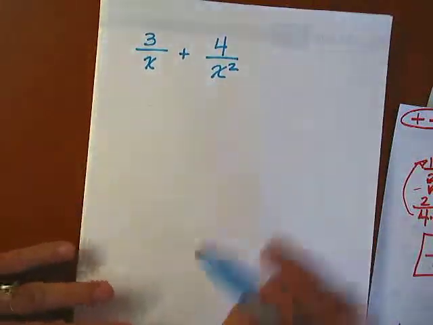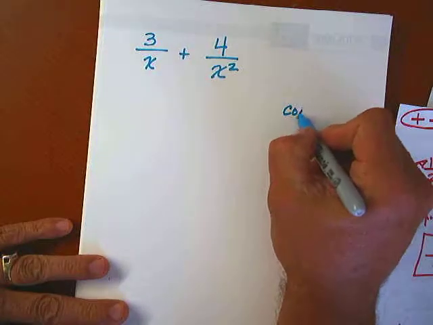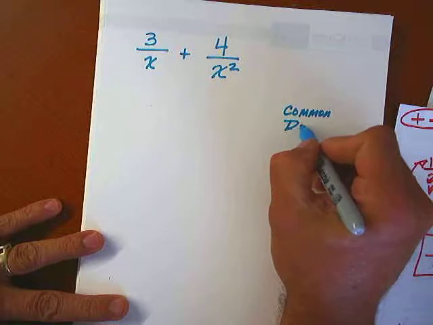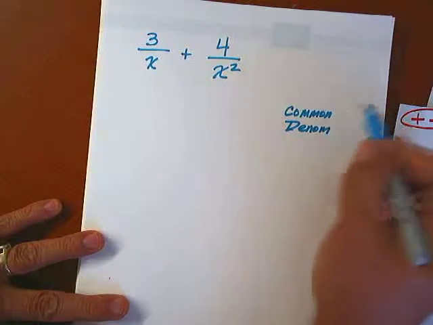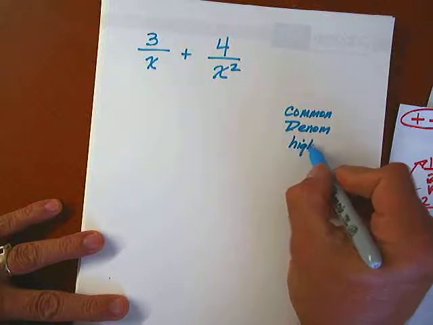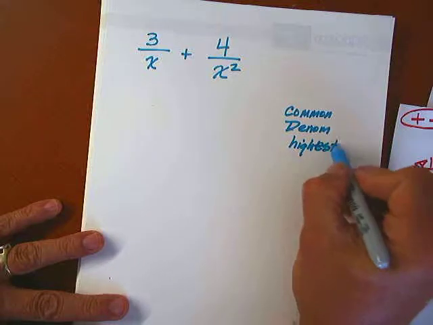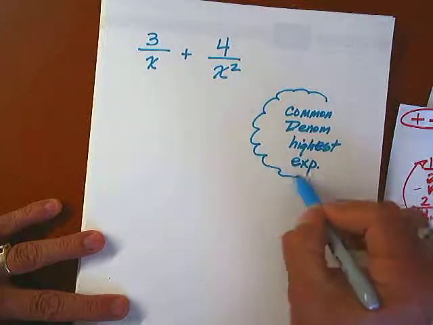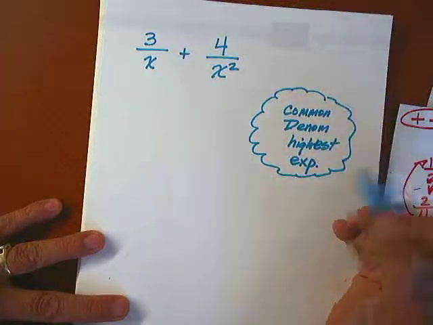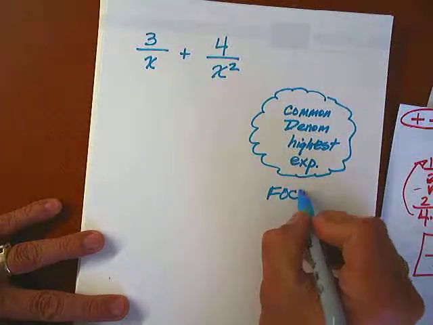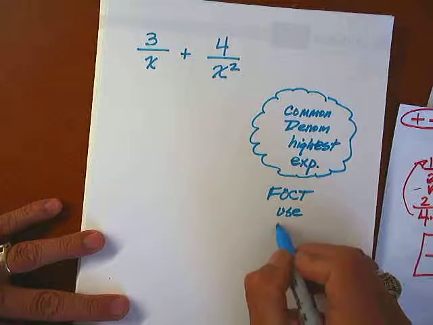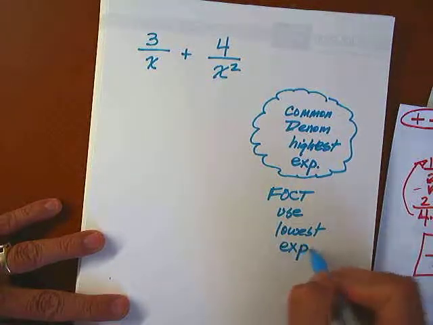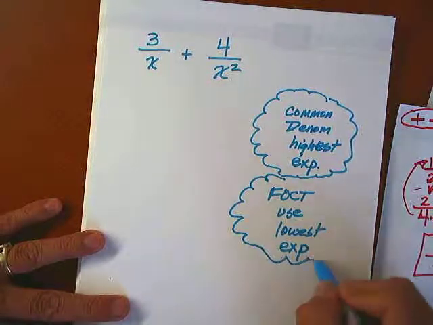And you find out that you get 3 over x plus 4 over x squared. Well, when you're finding a common denominator, and we've talked about this in class with factoring, you always go with the highest exponent.